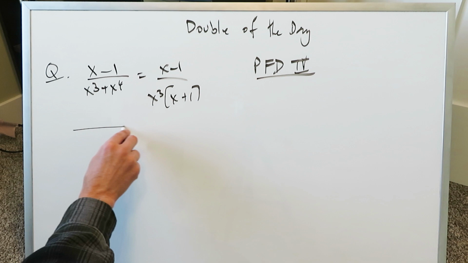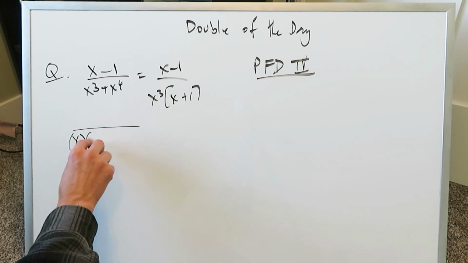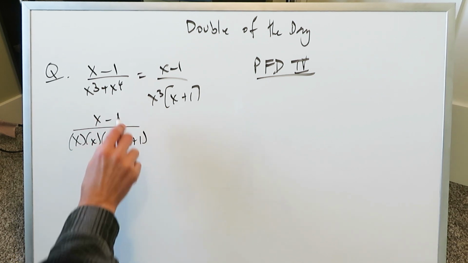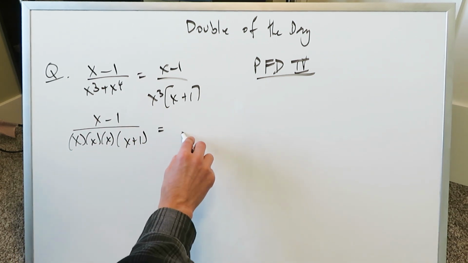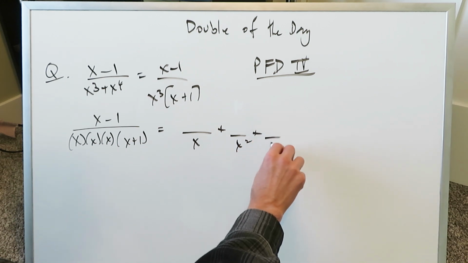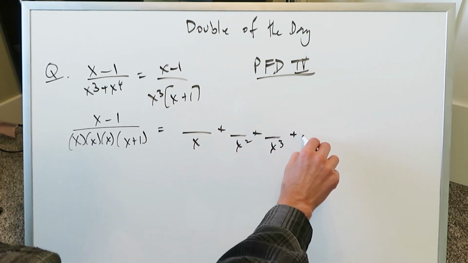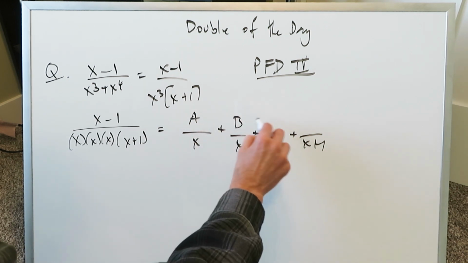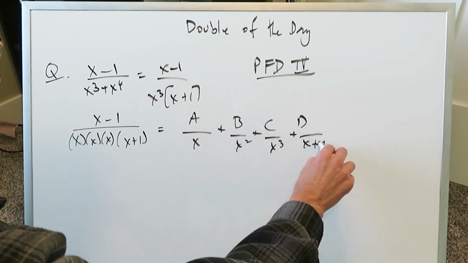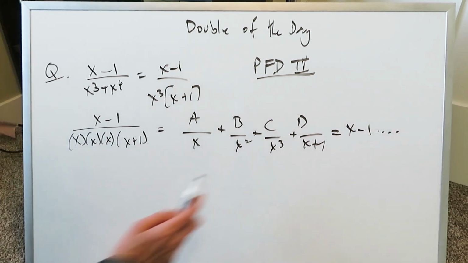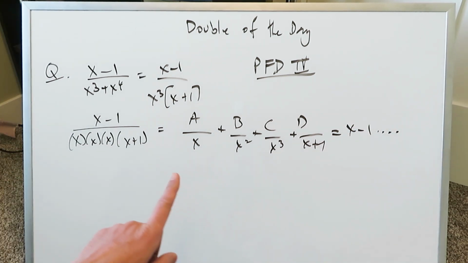Now you're looking at a denominator which is made up of x times an x times an x times an x plus 1. You have an x minus 1 here. You're looking at all the varieties of linear factors. You have an x, you have an x squared, you have an x cubed, and then you have an x plus 1, into which you will put a, b, c, d. All of this right here will equal, in the numerator, x minus 1 plus a bunch of placeholders. So now you see we have that.